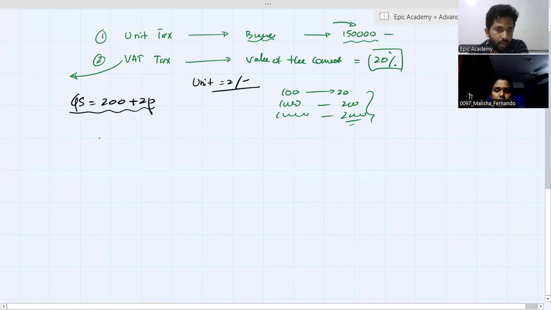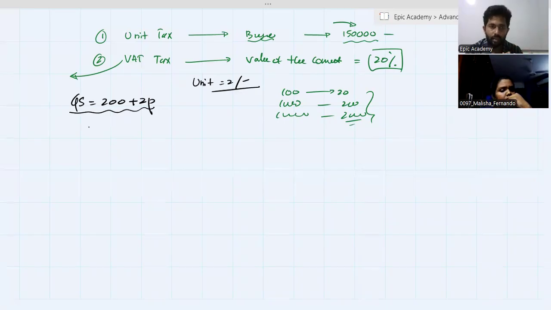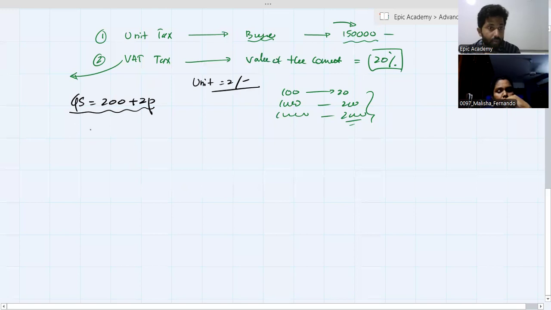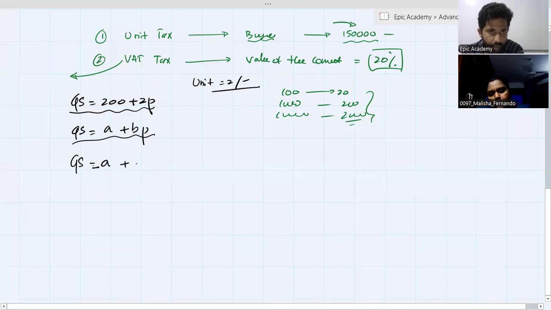That's the theory. So how can we combine the unit tax with a certain QS equation? This is the equation, A plus B. This is how we develop the QS equation: QS equals A plus B within brackets P minus T. T means taxes. This is the method. You got it?